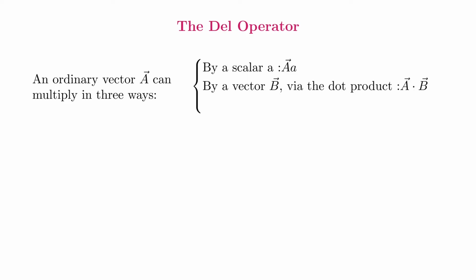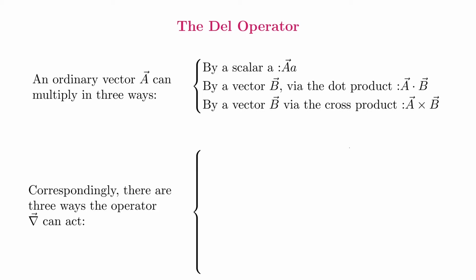T. Now, an ordinary vector A can multiply in three ways. If vector A is multiplied by a scalar a, then it will be vector A times scalar a. A vector A can be multiplied with a vector B via the dot product. So that will be vector A dot vector B. Similarly, if we take the cross product of A with vector B, then it is represented as vector A cross vector B.